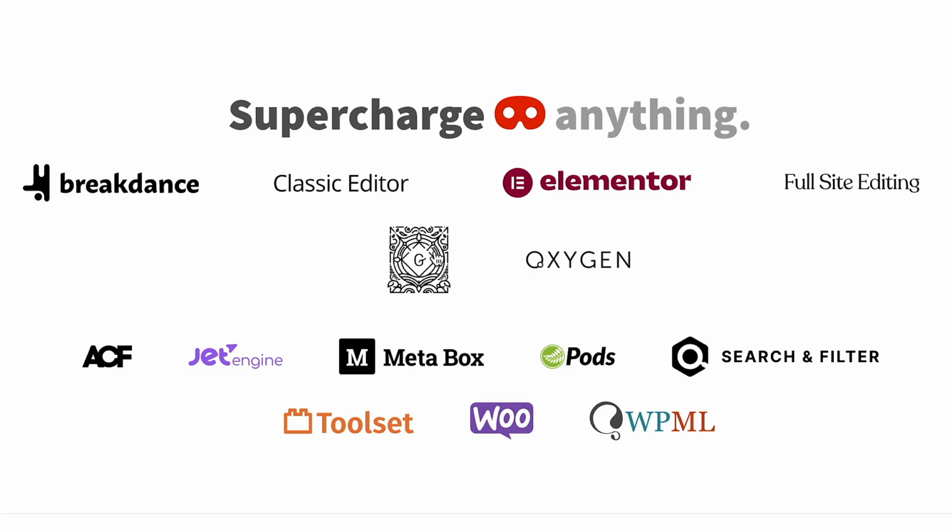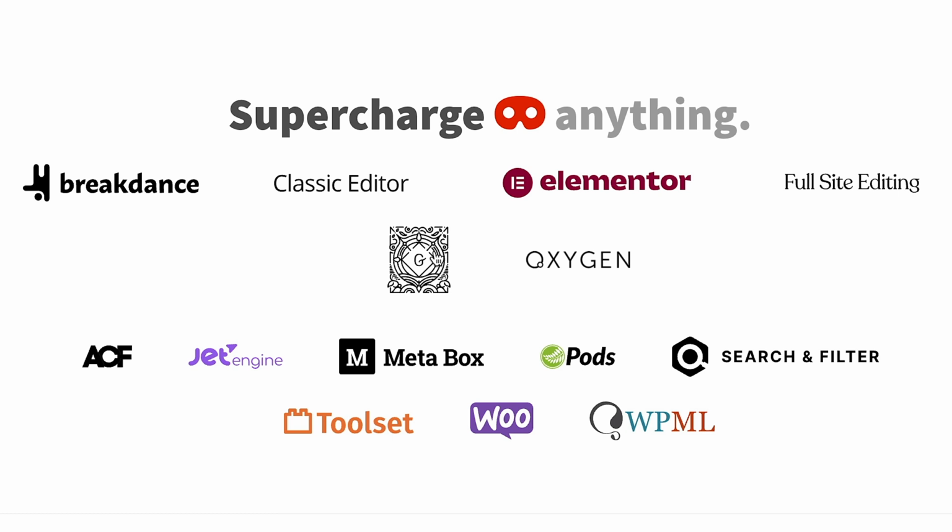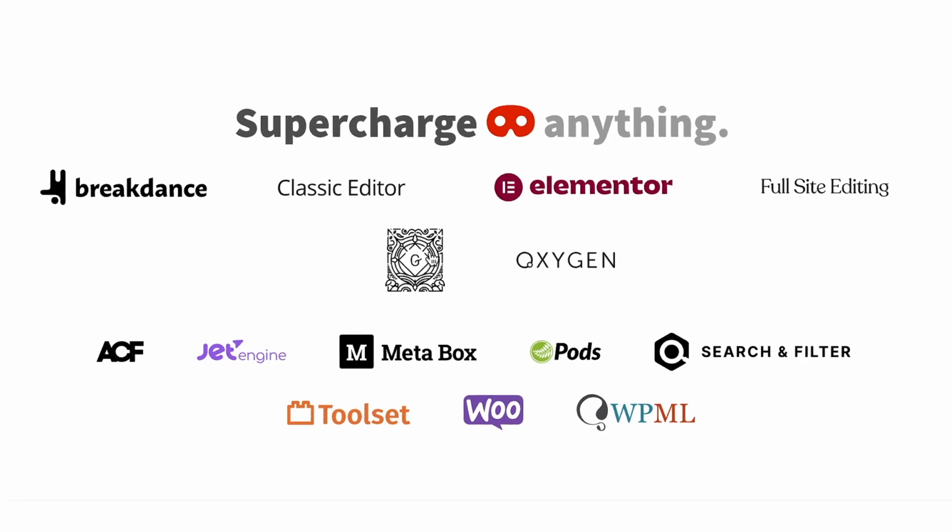Things like Breakdance, the classic editor, Elementor, Gutenberg. It's also going to be supporting Bricks very, very soon. And we can use this with dynamic content like advanced custom fields, Jet Engine, MetaBox, WooCommerce, and so on. Lots of use cases. Now, speaking of a use case, let me show you an example and then we're going to recreate that example.